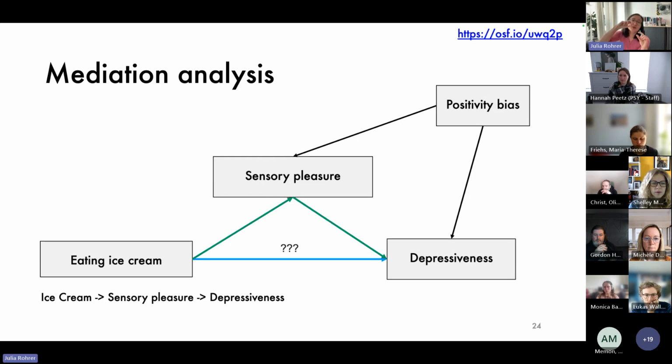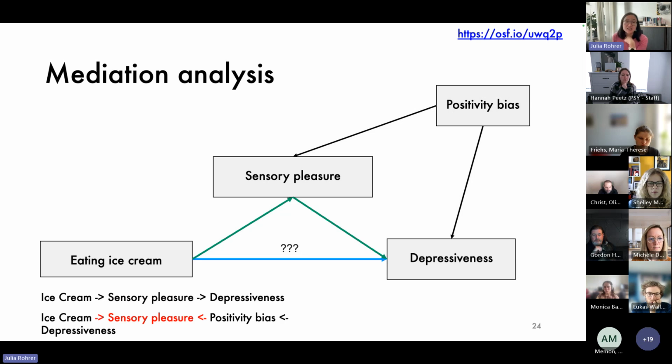So we can travel from eating ice cream to depressiveness via sensory pleasure. That is the mediated path of interest. And that is the one that we actually do have to block if we are interested in the direct effect, right? Because we want to remove anything that goes over the mediator. So we condition on the mediator here. And then there is a second way to travel from eating ice cream to depressiveness, and that is a more complicated path. That is, eating ice cream affects sensory pleasure, which is affected by positivity bias, which affects depressiveness.